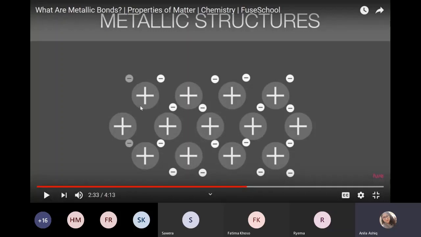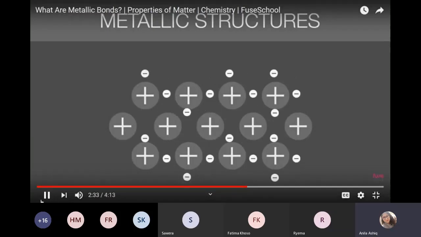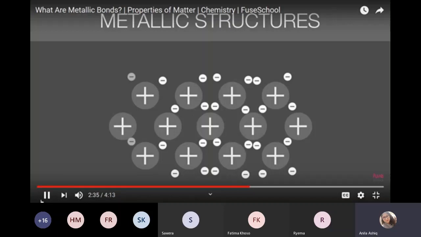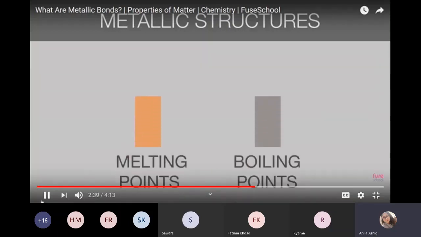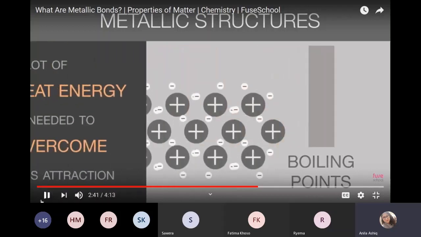In metals, there are positive ions and free electrons moving together, and a force of attraction develops between these electrons and these positive ions. That force of attraction is called metallic bonding. This is a very strong attraction and explains why metals have high melting and boiling points.